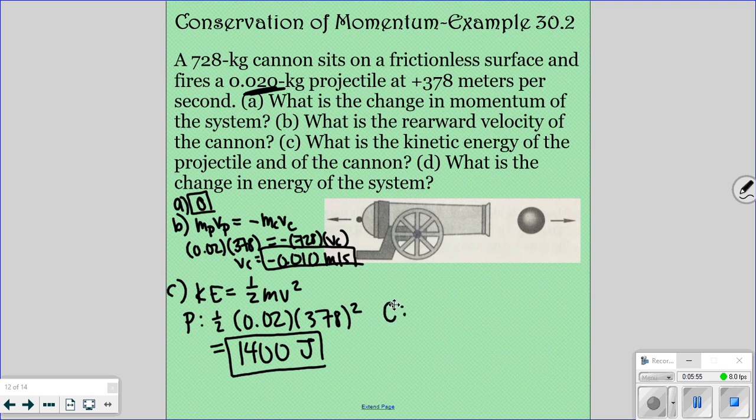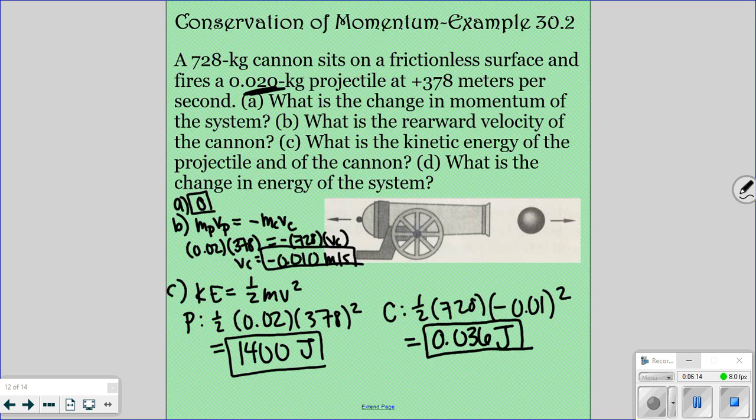For the cannon, we're going to do 1/2. The mass is 728, and the velocity we just found was negative 0.01 squared. And then if you multiply, you get 0.036 joules. And again, you do 2 sig figs because we only had 2 from this number up here.